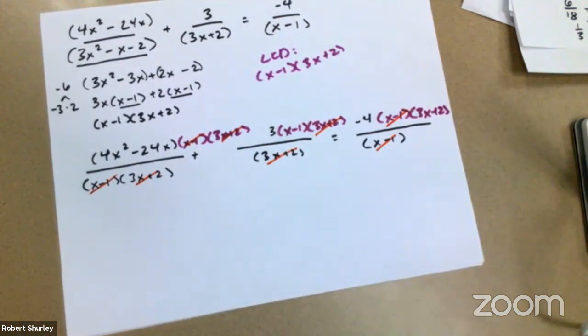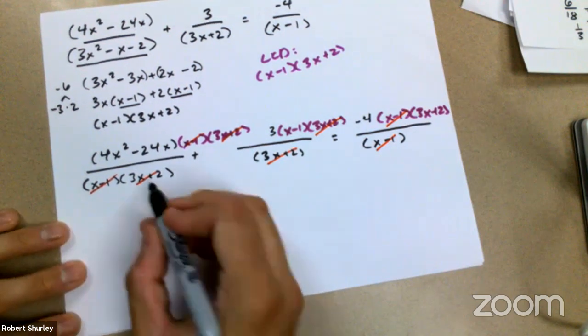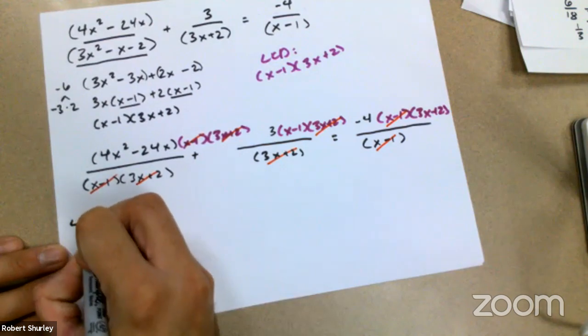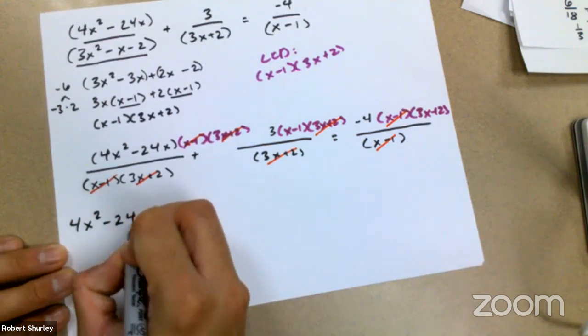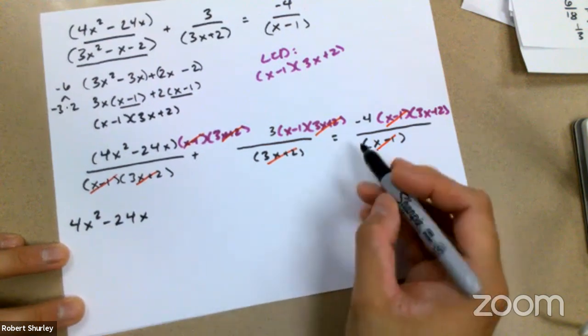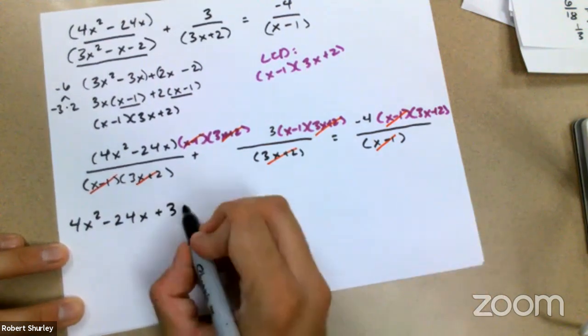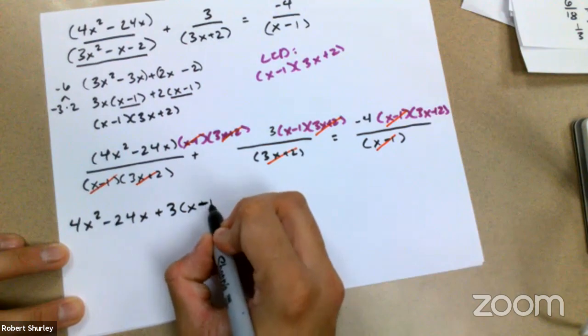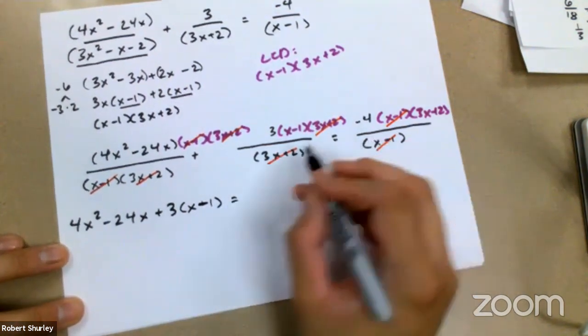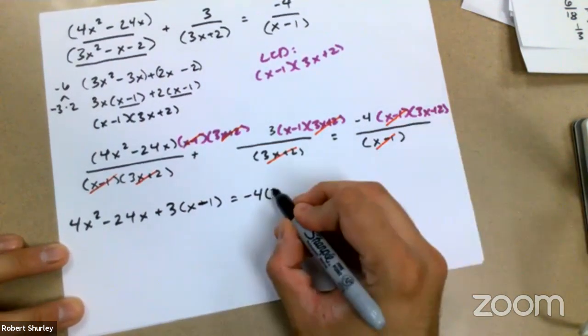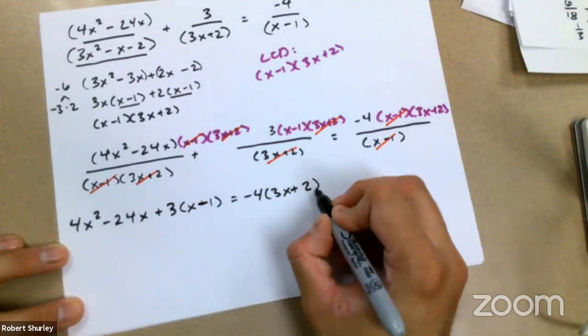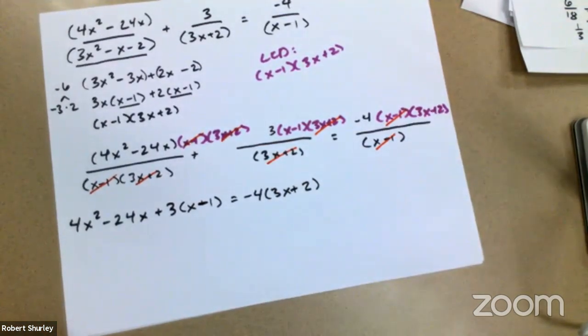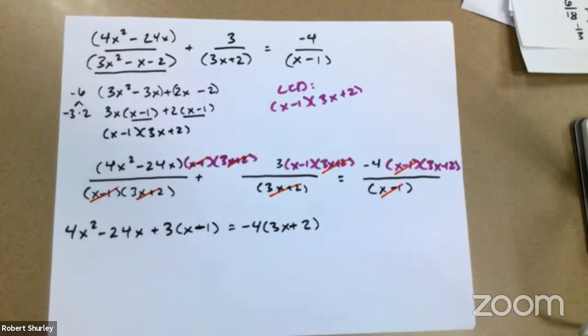Now there's going to be a lot left over here. This is going to turn into what looks like a harder equation to simplify. So in the first fraction, it leaves me with 4x squared minus 24x, right? The second fraction leaves me with plus 3 times, that's an x minus 1, right? Equals negative 4 times 3x plus 2. Oh, man. That's a lot of work, though. So I'm going to pause it right there before we solve this out.